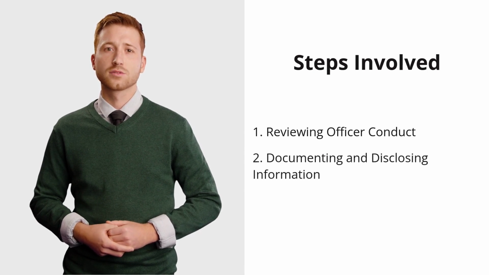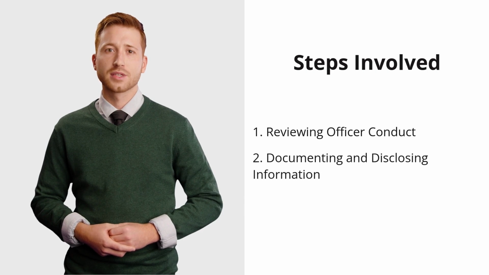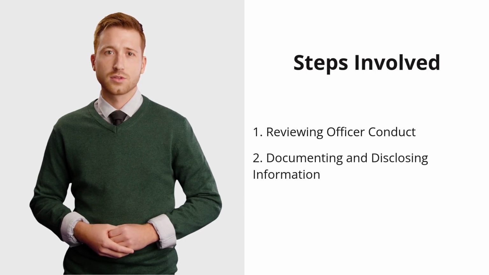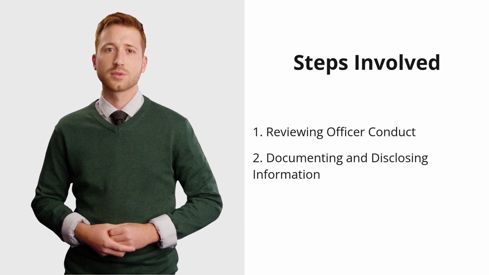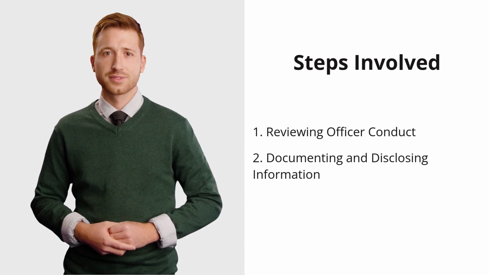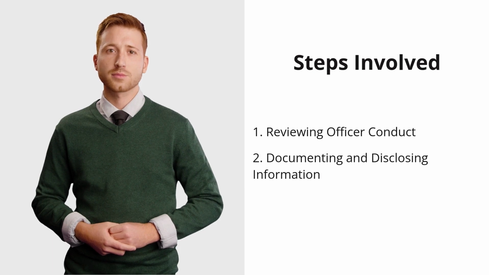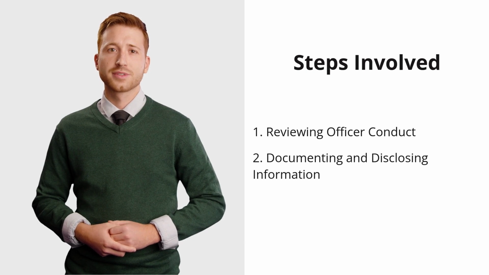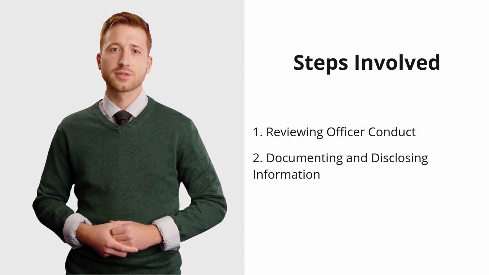2. Documenting and disclosing information. Agencies should document instances of conduct that could affect an officer's credibility and disclose this information to prosecutorial authorities. This ensures that prosecutors are aware of potential impeachment evidence related to officers who may serve as witnesses in criminal cases.